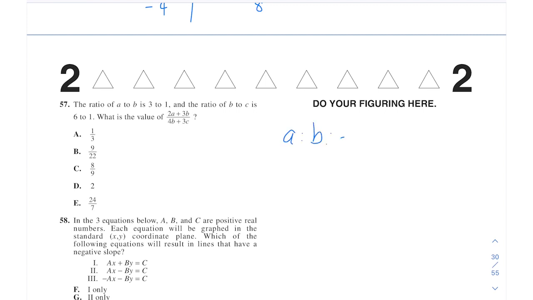A to B to C. A to B is 3 to 1. B to C is 6 to 1. So that means A to C would be 18 to 1. So the easiest thing to do here is plug in a 1 for C, and 6 for B, and 18 for A if we need it. So that'd be 36 plus 18 over 4 times 6, 24 plus 3. So 54 over 27 is going to be 2.